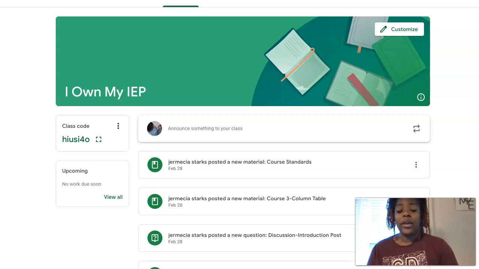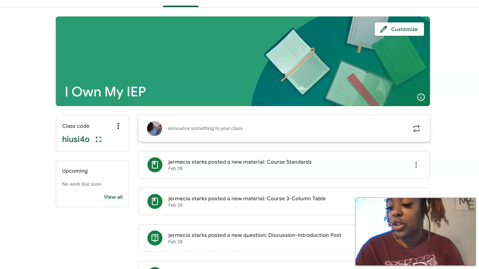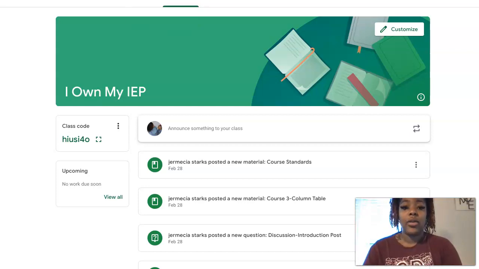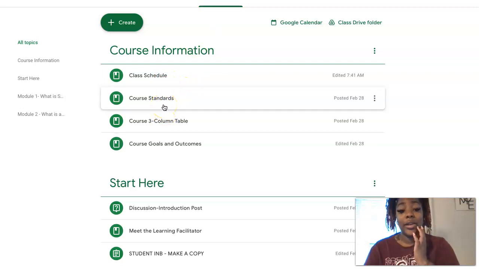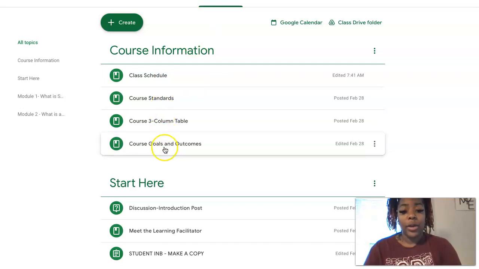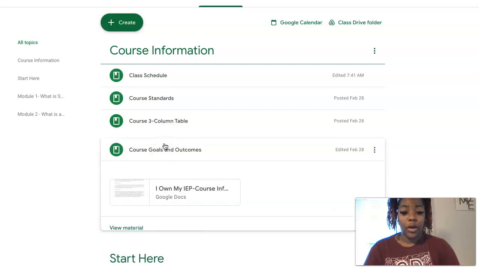This is a very accessible course for my students. It's very simplified based on their learning disabilities. The key instructional documents included in my course would definitely be the course schedule, the course alignment standards, the 3-column table, and course goals and outcomes, which we can go over.